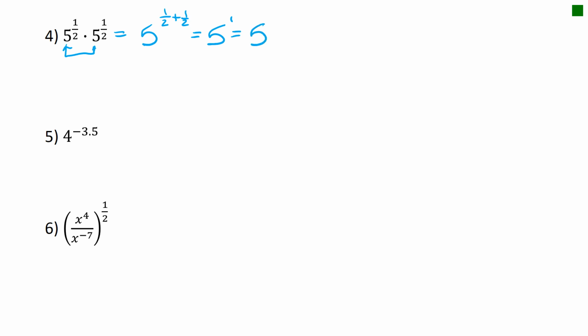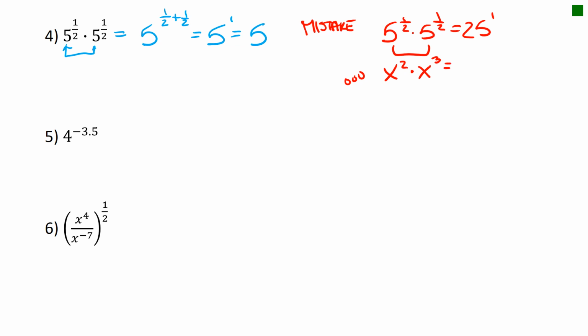Here's the common mistake. I'll do it in red. This is the common mistake. Ooh, don't do it. People would take 5 to the 1/2 times 5 to the 1/2, multiply the bases, and then add the powers. Go back in your head to x squared times x to the 3rd. This just says what's being repeated, how many times. So do not make that mistake.